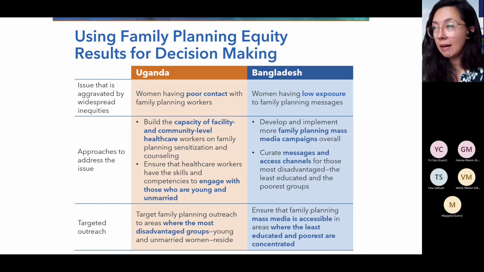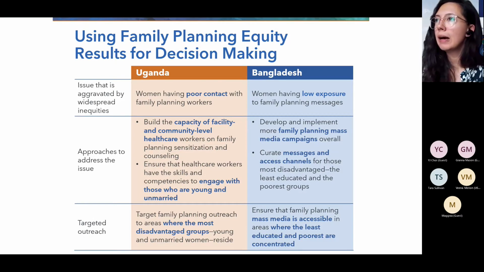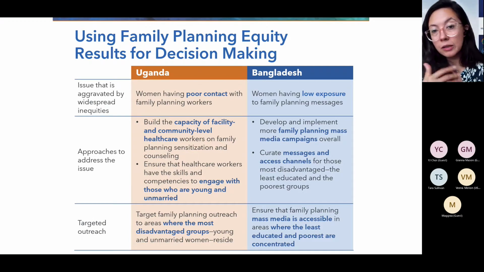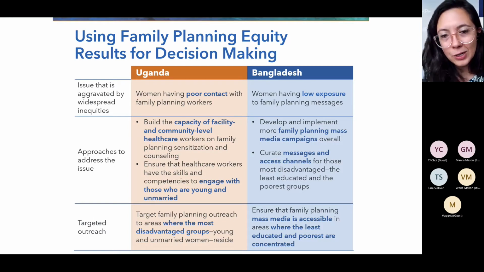So maybe that means mass media campaigns need to be in specific languages. Maybe they need to have a better visualization of the fundamental message, less text and things like that. And then the targeted outreach in this case would really be focused on ensuring that family planning mass media is accessible in areas where the least educated and poorest are concentrated.